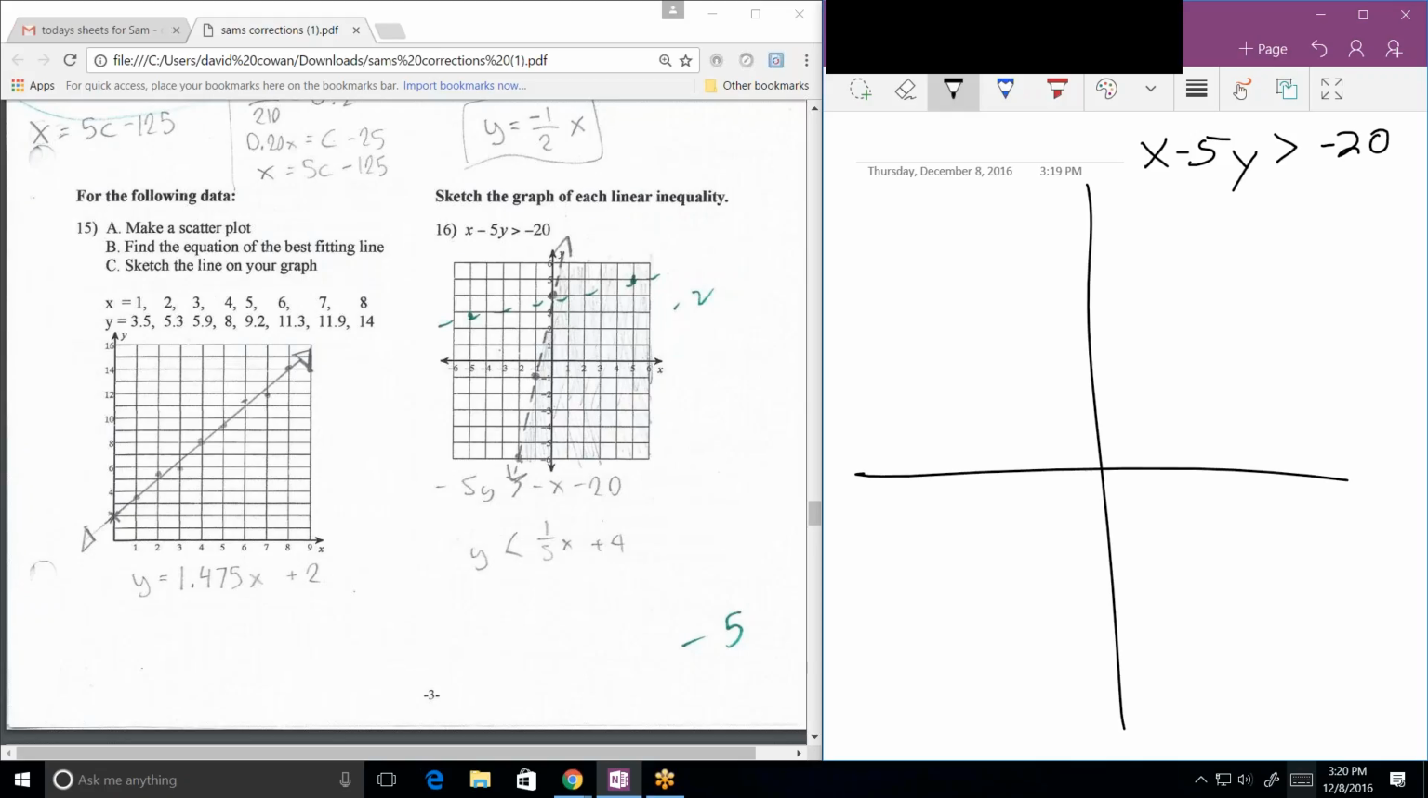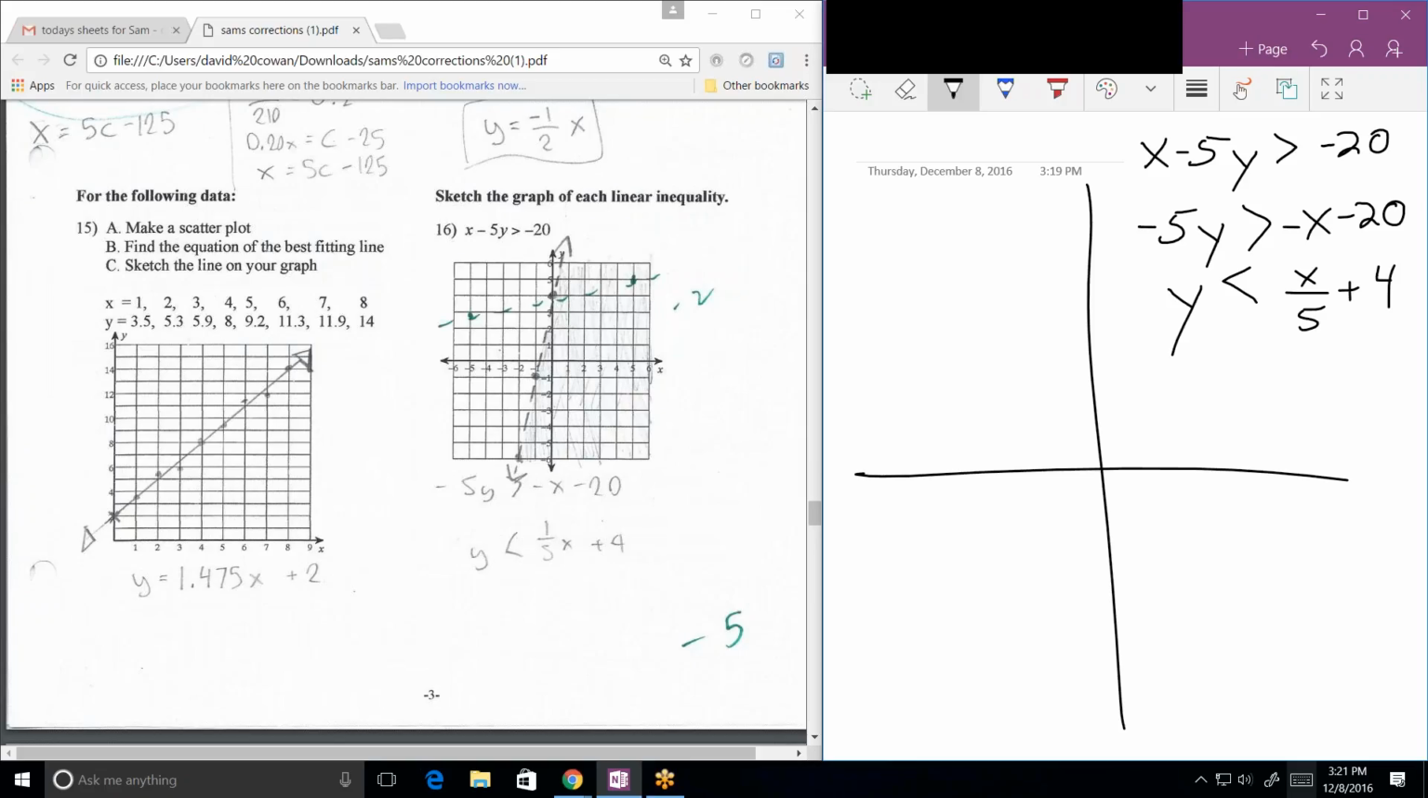You move the x over. So I got minus 5y is greater than minus x minus 20. Now what? Then divide the entire thing by -5. And because you're dividing by a negative number, what do you have to do to that inequality? Flip the side. Switch it. So it now becomes this, and that becomes x over 5 plus 4. See how I got that?